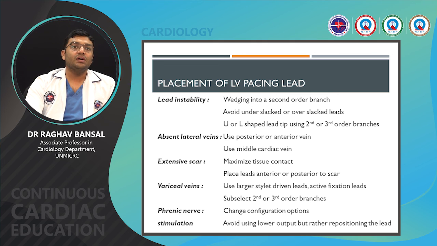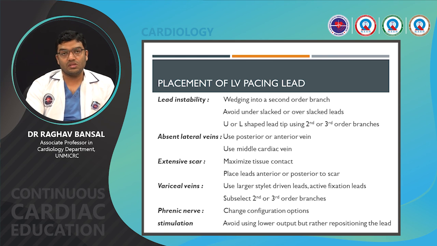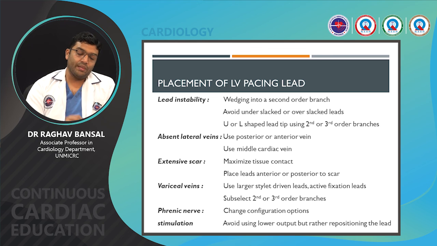If your lead is very unstable and it's coming out again and again, try to find a smaller branch or a second order branch. If you have a main branch vein which is big and there are small branches arising from that big vein, you can wedge the lead into those small second order branches, and this allows the lead to be fixed and more stable. Or you can make U or L shaped lead tip designs by implanting into the second or third order branches.